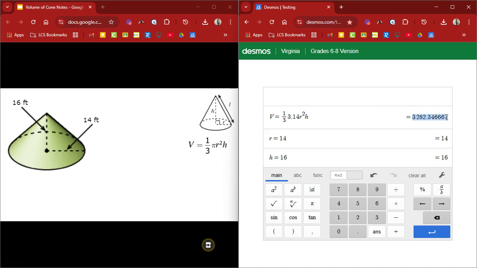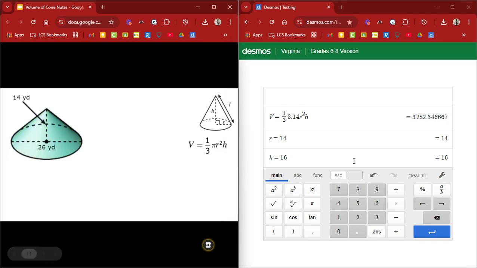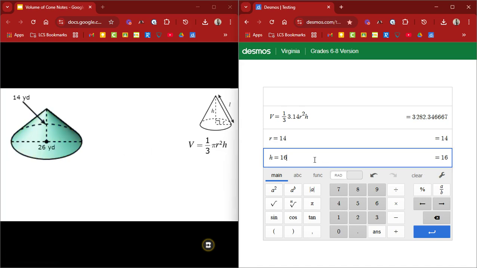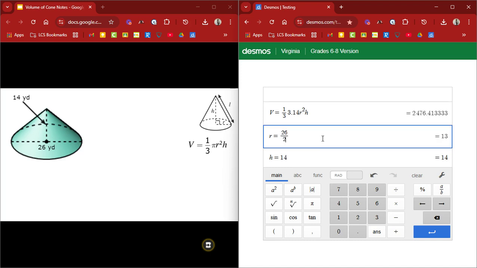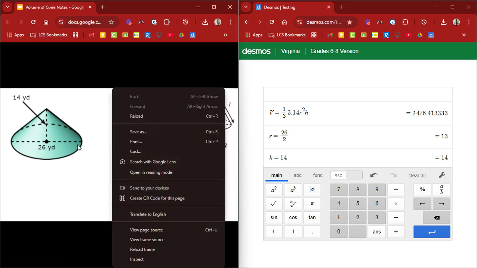My answer for this one, they would probably say round it to the nearest hundredths or the nearest tenths or something like that. Next one up. Our height on this one is 14, and our radius is going to be 26 divided by 2, because that line is going all the way across. That's the diameter, so I got to divide it. My answer here would be 2,476.4, more than likely, if they're asking us to round it up.